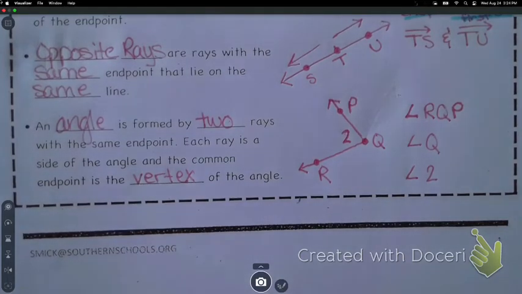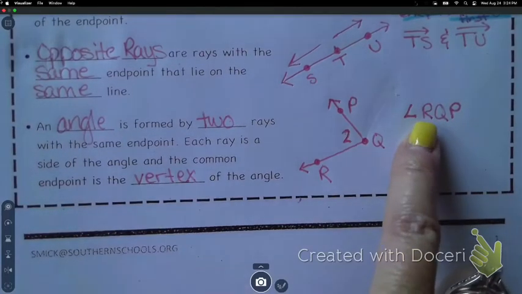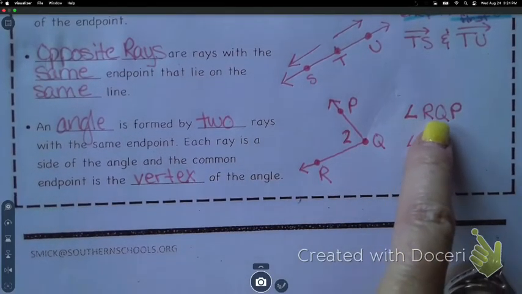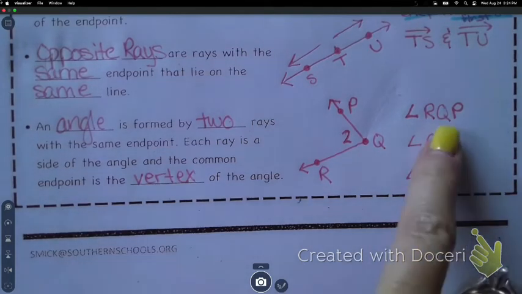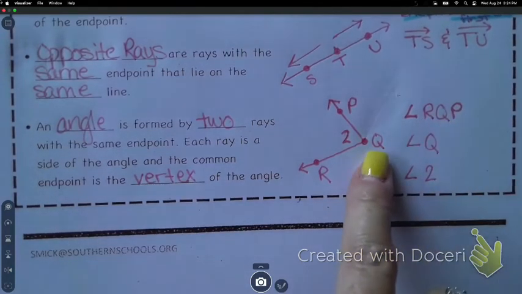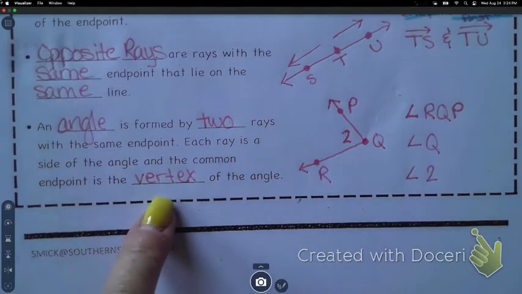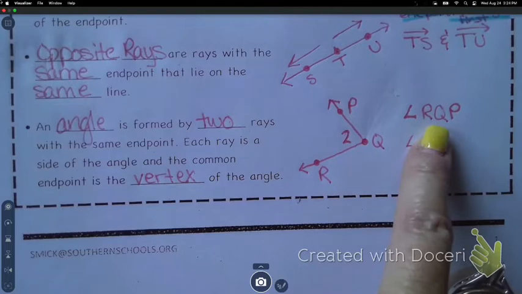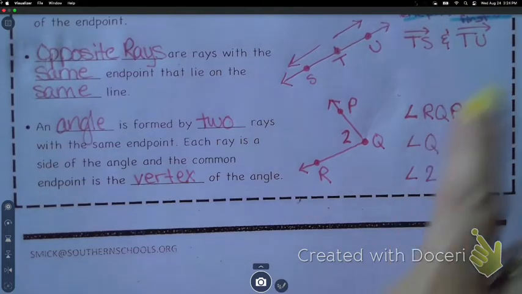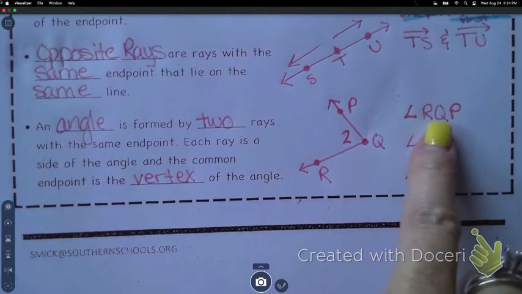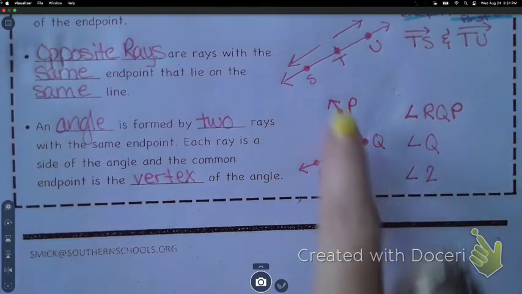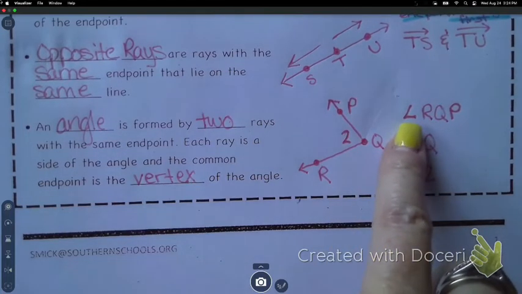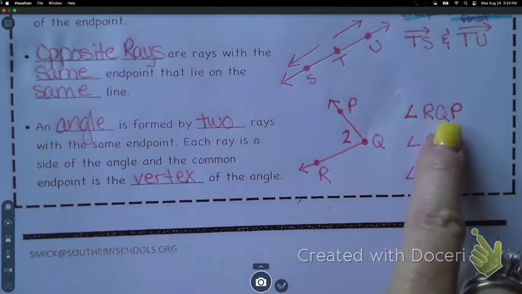Okay, so when I labeled it, can you tell me what always goes in the middle? What is Q? The point. Q is the vertex. The vertex always goes in the middle. The other 2 points will go in alphabetical order, but the vertex always goes in the middle. So if you want to add that little note, then add it. So I could name this angle, see the angle symbol? It needs to be there. Angle RQP.